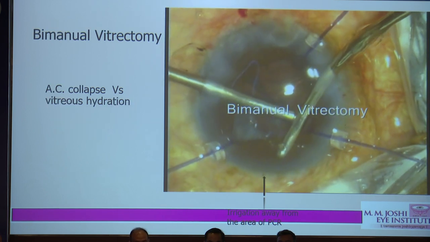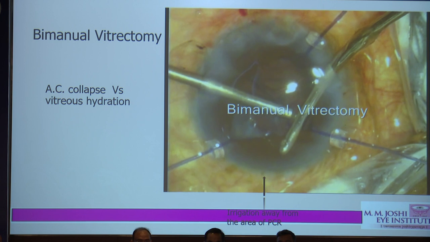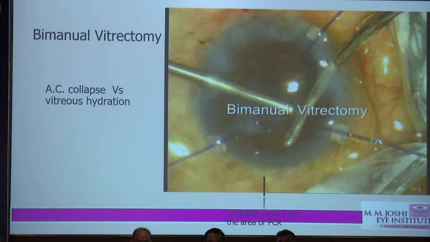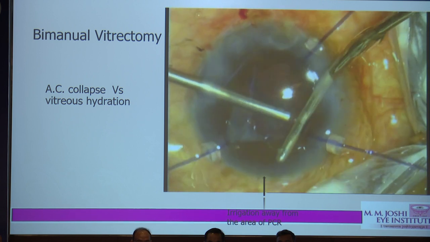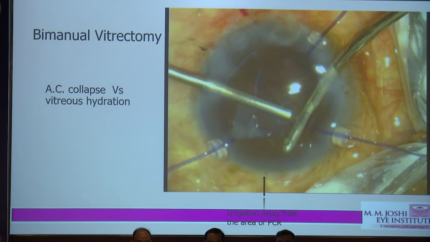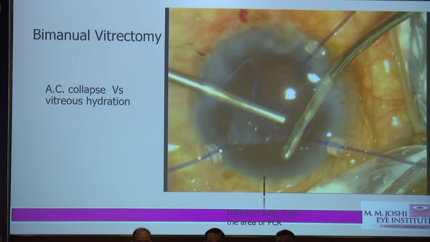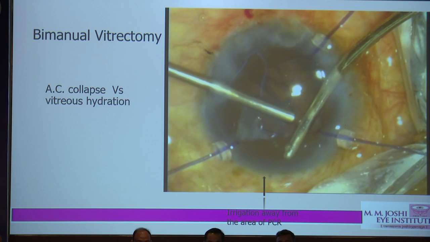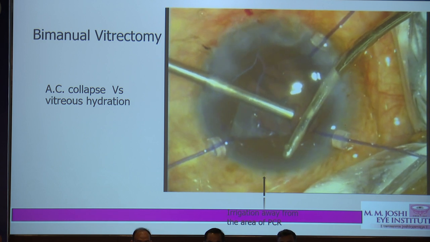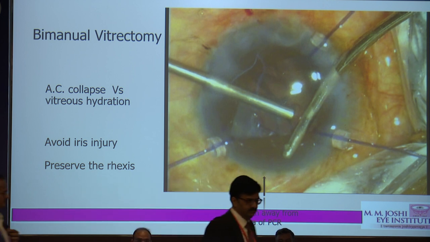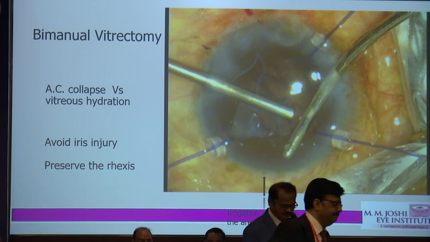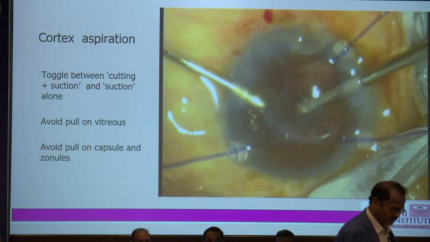Then while starting the bimanual, I always suggest my fellows and residents to start the hydration. Here you can see I'm keeping it at the tip. Irrigation away from the area of PCR is very important. And also we should try to find a balance between the AC collapse versus the vitreous hydration. That is another important point. Avoid iris injury, and as much as possible, we should definitely try to preserve the rhexis.